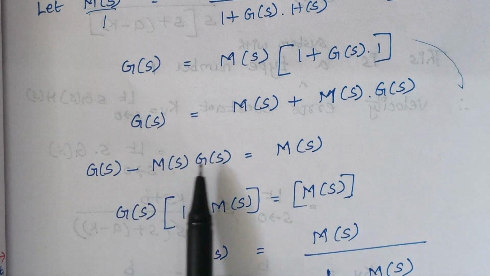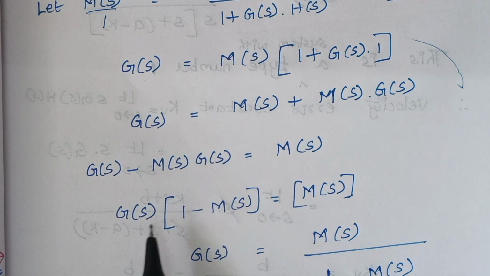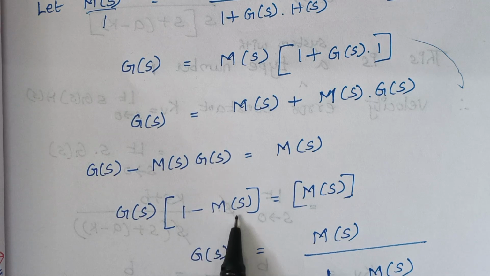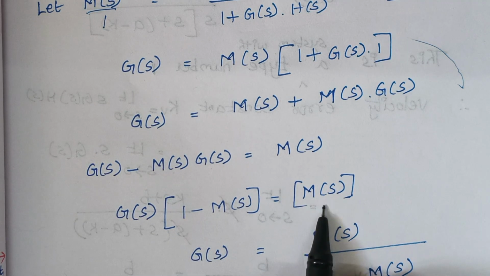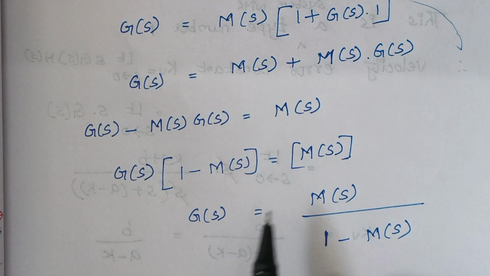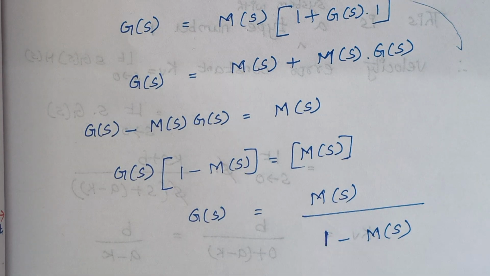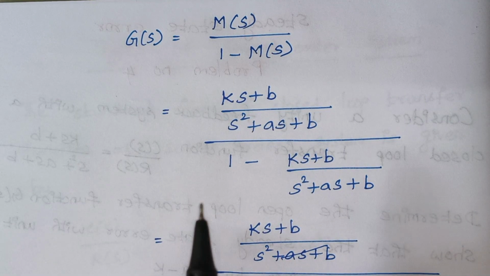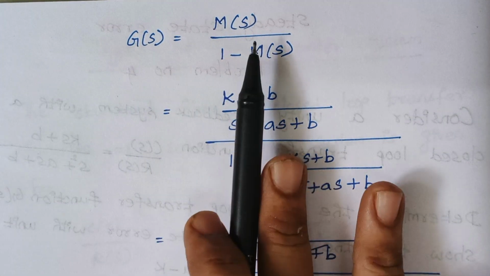Then in these two terms G(s) is common, so I am taking that one outside. The remaining term will be 1 minus M(s), which is equal to M(s). And finally the value of G(s) is given by M(s) divided by 1 minus M(s). Now we are going to substitute the value of M(s).